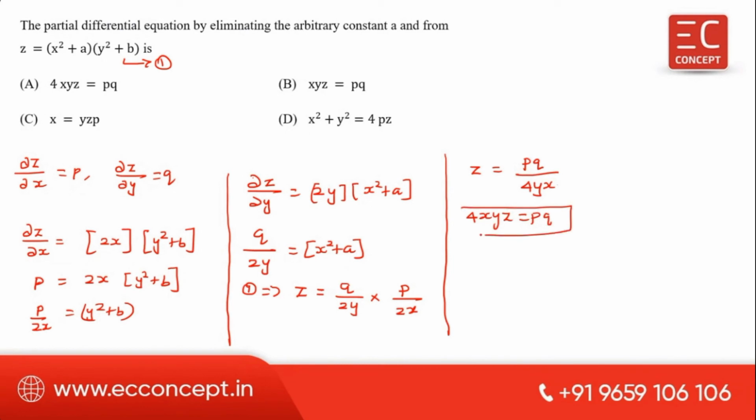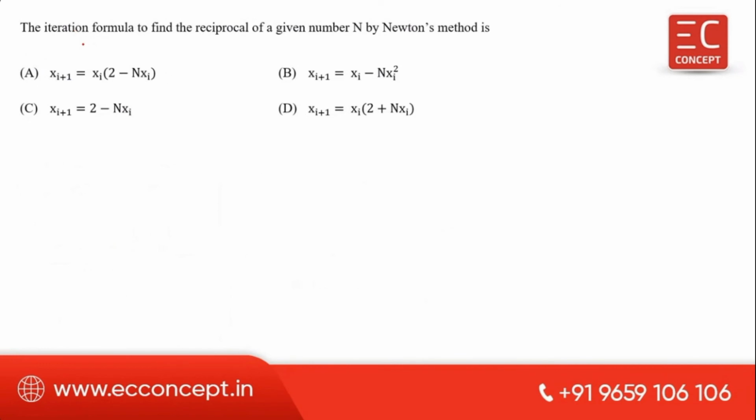So the answer for this question is so very interesting. So this is the answer. Understood? Next question. Let x = 1/n. We have to consider this. Is it okay? Now 1/x = n. Take reciprocal, cross multiplication.